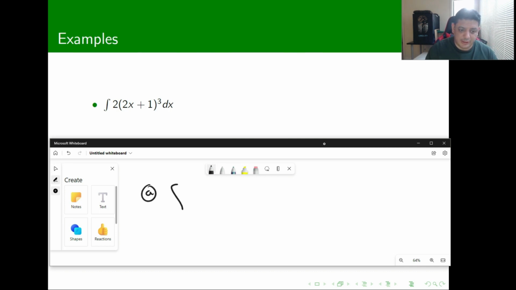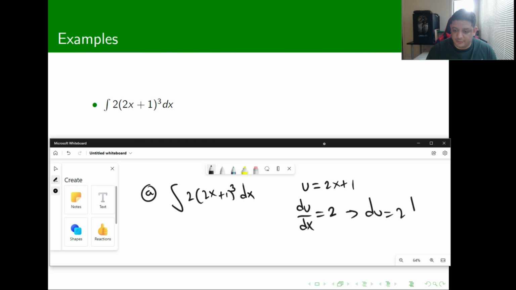First, we're going to have the integral of 2(2x+1)^3 dx. Notice that this is not your typical antiderivative because we have a power, but a power with something inside, so it's not that easy to manage. So what we do is identify that it has something inside, and we make that inner function u. So u is going to be 2x+1, and if we take the derivative, du/dx is just going to be 2. And so du can be seen as 2dx.